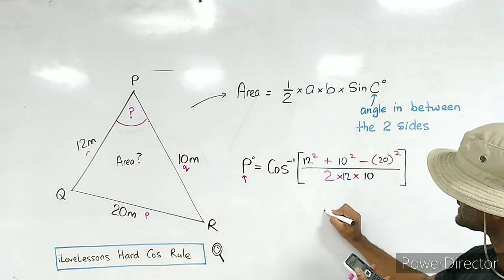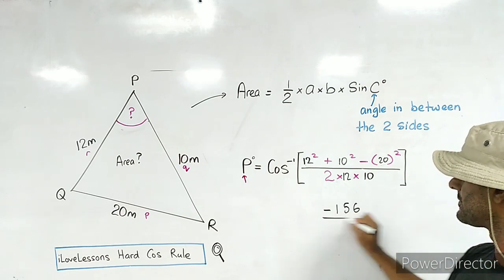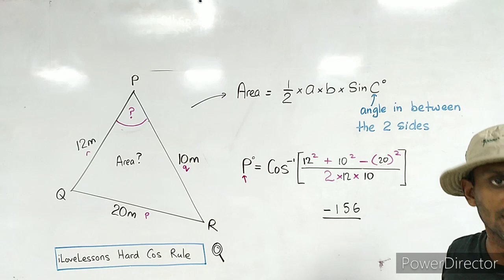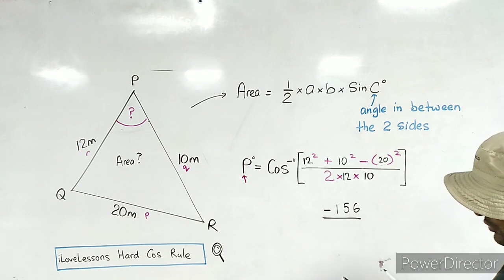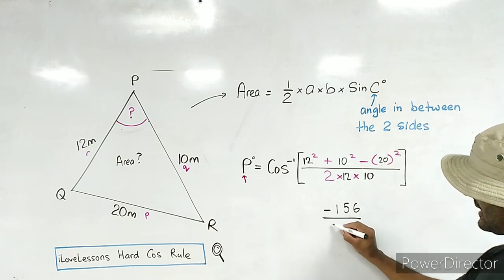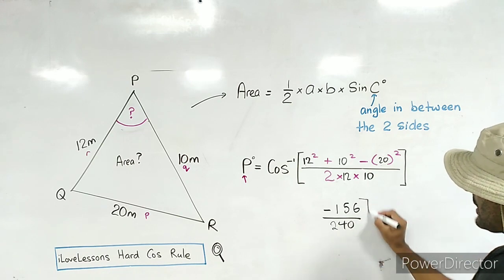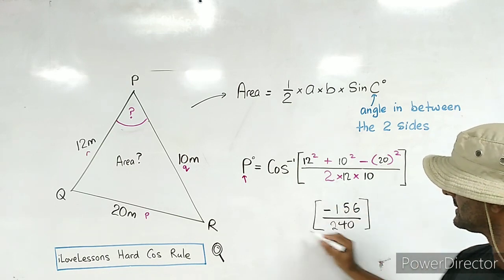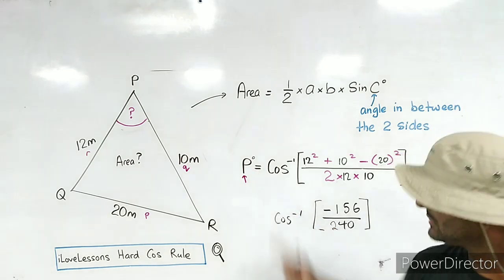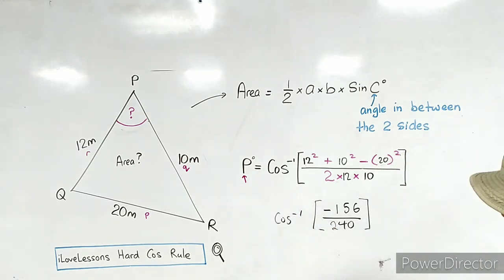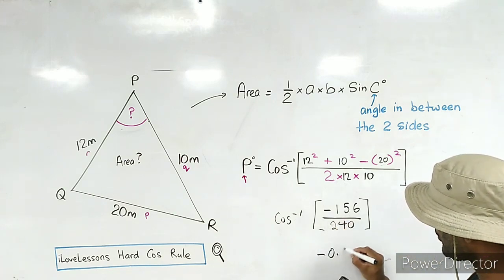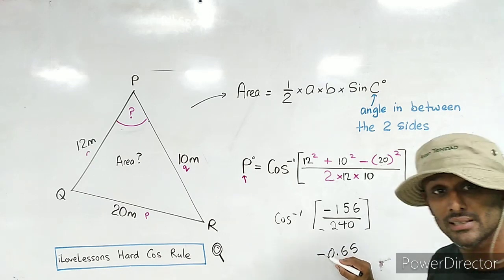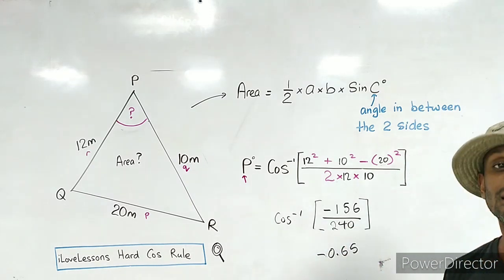On top, I am getting a minus number. Minus 156. Not all the time you will get a minus number. Today we just happen to get a minus number. Let's work out the underneath. 2 multiplied by 12 multiplied by 10 and you get positive 240. So what we're going to do now, we're going to divide this and cos inverse it and then we will have P. So minus 156 divided by 240 will give me minus 0.65. You notice I did not forget the minus sign. You won't believe how much students forget the minus sign.